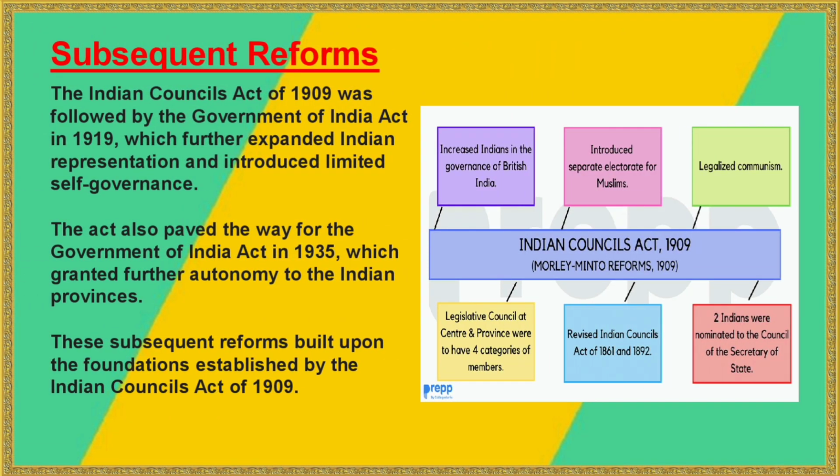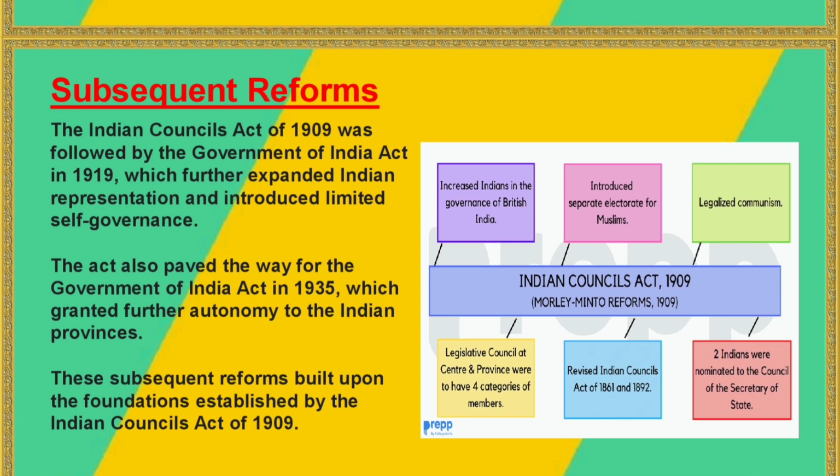Subsequent reforms. The Indian Councils Act of 1909 was followed by the Government of India Act in 1919, which further expanded Indian representation and introduced limited self-governance. The act also paved the way for the Government of India Act in 1935, which granted further autonomy to the Indian provinces. These subsequent reforms built upon the foundations established by the Indian Councils Act of 1909.